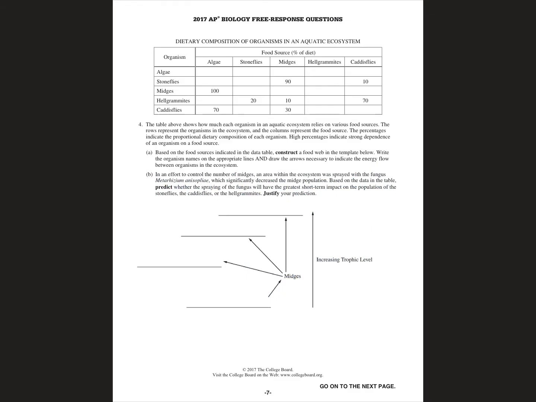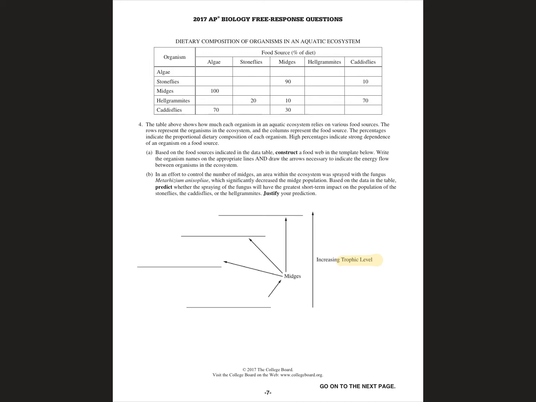Well, in this case, we're looking at a food web, and it's a really interesting way of looking at a food web. So I'm looking here, dietary composition of organisms in aquatic ecosystem. I'm pretty sure it's a food web because I'm looking at trophic level here, and I see increasing trophic levels. So I know automatically that my producers are at the bottom.